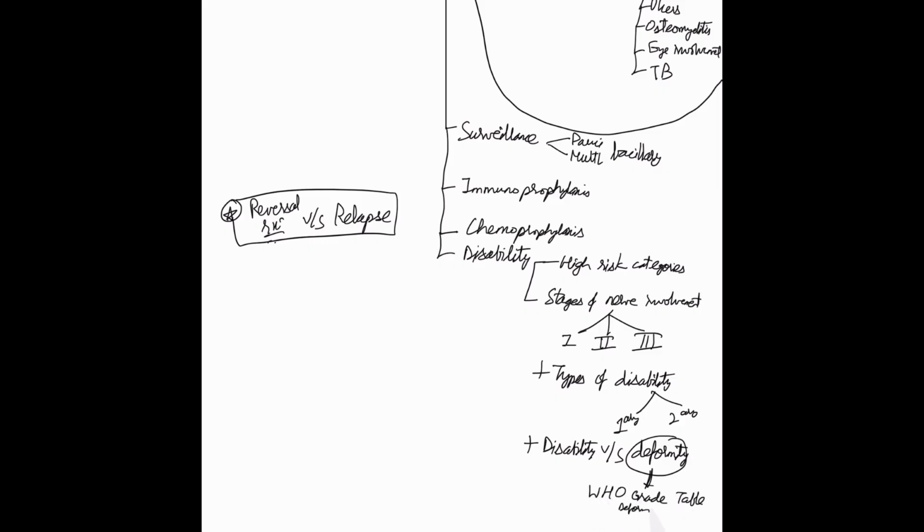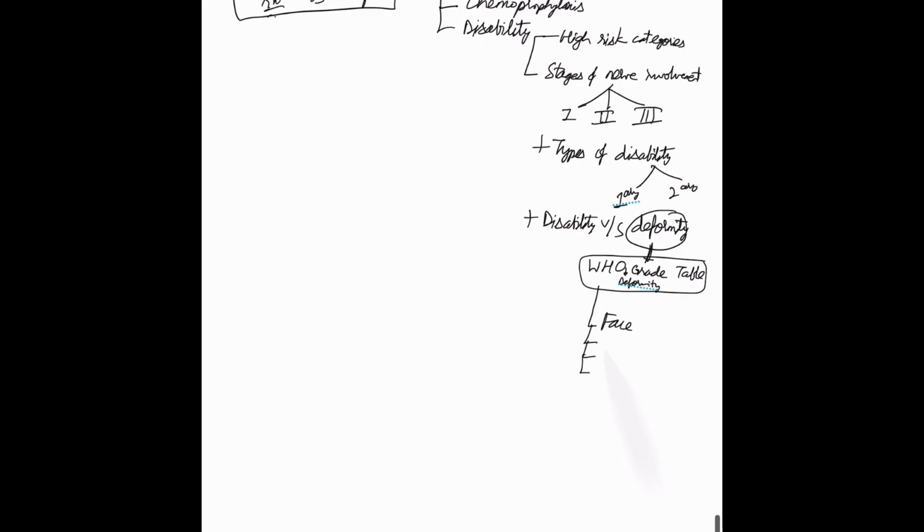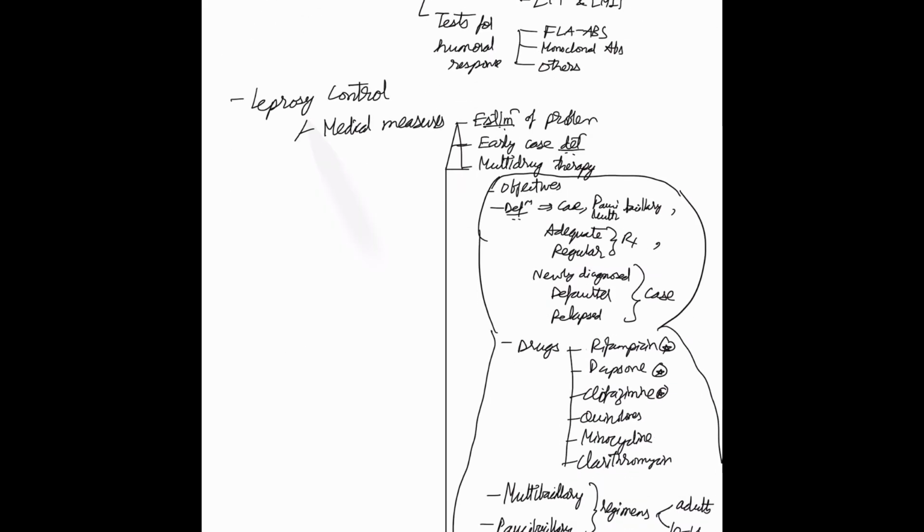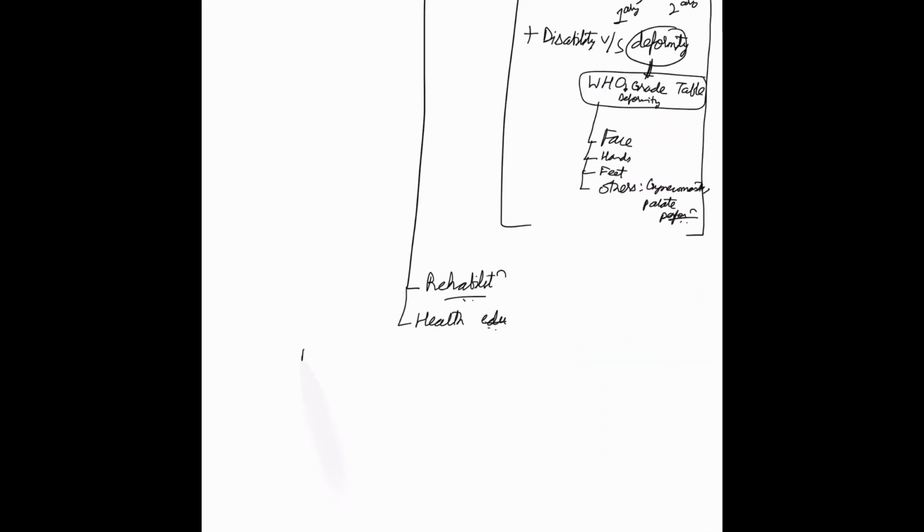We also have to differentiate disability and deformity. So there's a WHO grading of various deformities based on how much it occurs in the face, hands, feet, and other places like gynecomastia and palate perforation. Then we also have rehabilitation and health education.